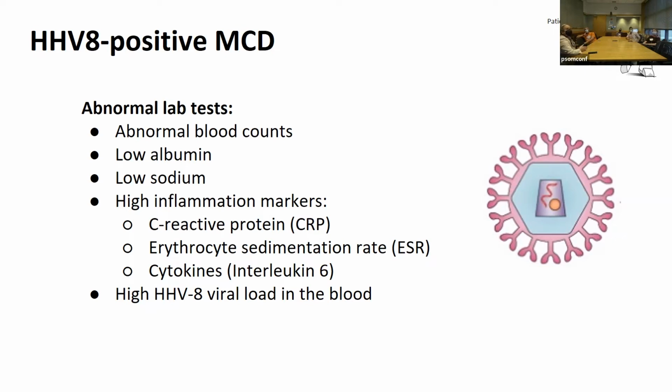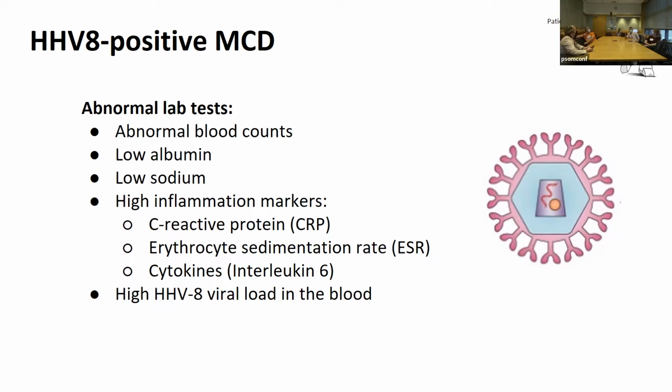And then also, you can check the level of the HHV virus in the blood, and that will be very, very high in people who have HHV-associated Castleman's. If the HHV level is 0, it's not Castleman disease due to HHV-8. It pretty much rules it out.